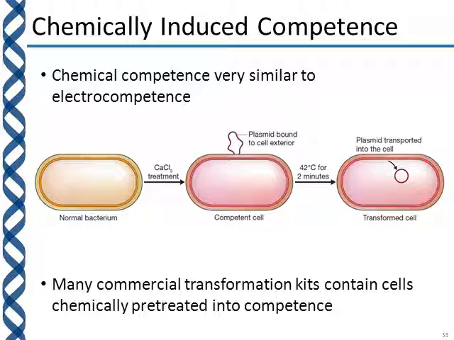The second method of competence is chemically induced competence. Chemically induced competence is very similar to electrocompetence. Here we show a normal bacterium that is treated with calcium chloride. This then becomes a competent cell. A plasmid becomes bound to the cell exterior, and at 32 degrees, within about 2 minutes, the plasmid is transported into the cell, creating a transformed cell. Many commercial transformation kits contain cells chemically pre-treated into competence.